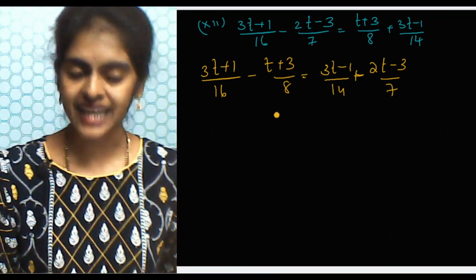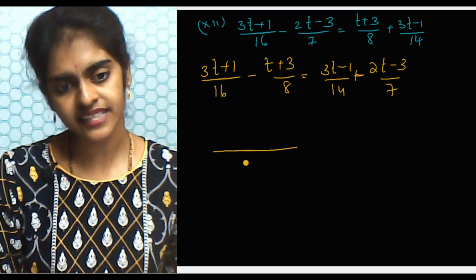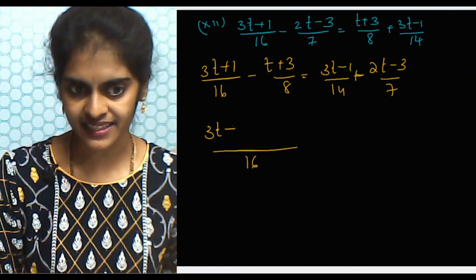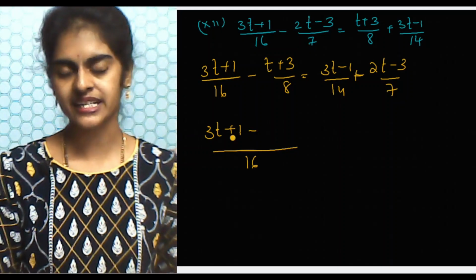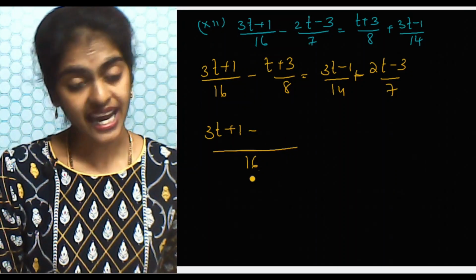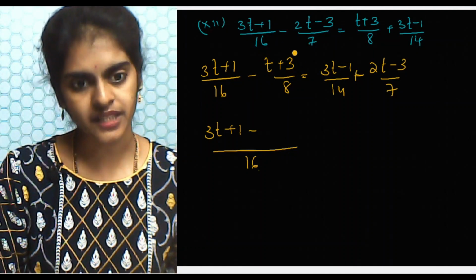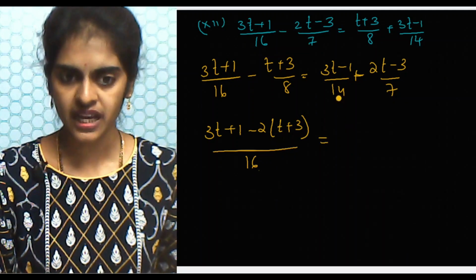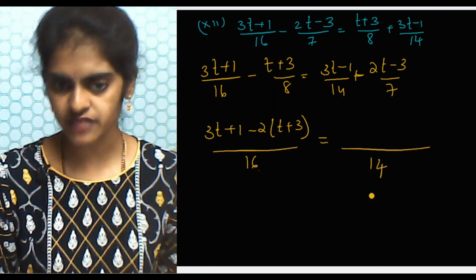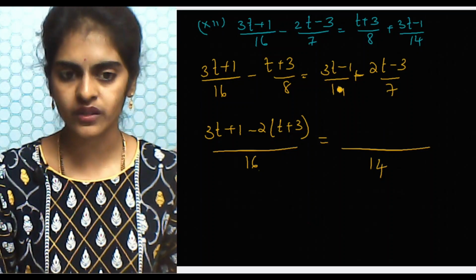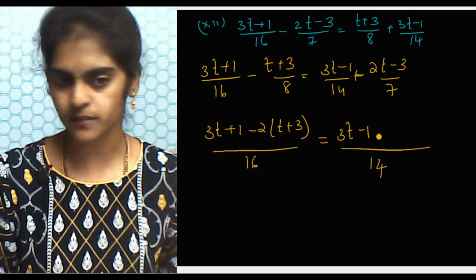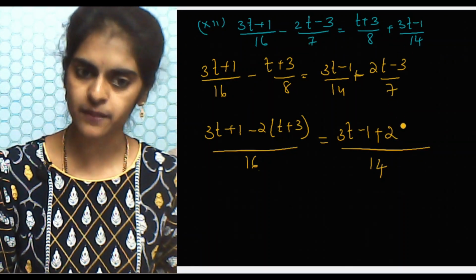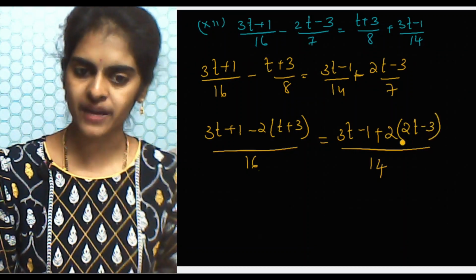So here on the LHS, simplifying 8 and 16, the LCM is 16. Okay, here the denominators are the same, 16 and 16, so you can write the numerator directly, the same. You have minus, right? Minus. Now 8 2s are 16, so this entire numerator you will multiply by 2. So this becomes 2 into (t plus 3) is equal to, now 14 and 7 are both multiples, so the LCM will be 14. So 14 and 14, you can directly write 3t minus 1 as the numerator. Now it is 7 and 14, so 7 2s are 14, so this numerator will be multiplied by 2. So 2 into (2t minus 3).